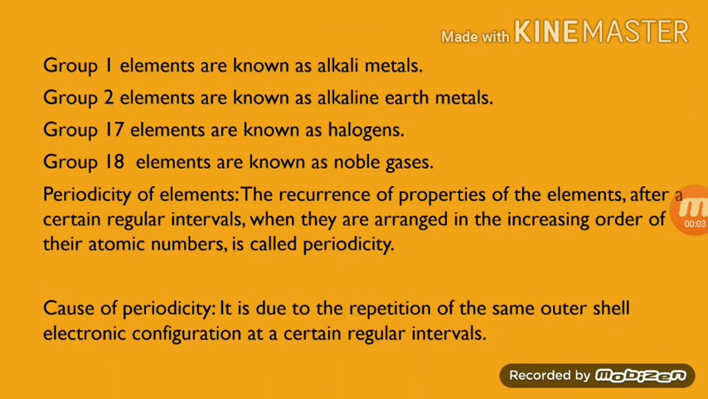The recurrence of the properties of elements after a certain regular interval, when they are arranged in the increasing order of their atomic numbers, is called periodicity. Okay, recurrence of properties of the elements. The same property will be seen after a certain regular interval if the elements are arranged according to their increasing atomic number. It's called the periodicity of that element.